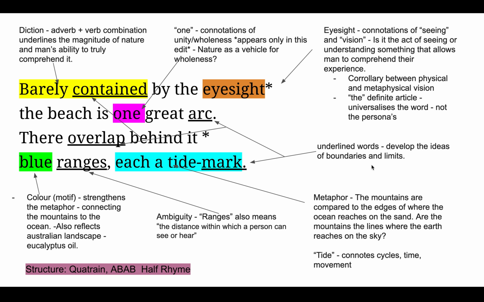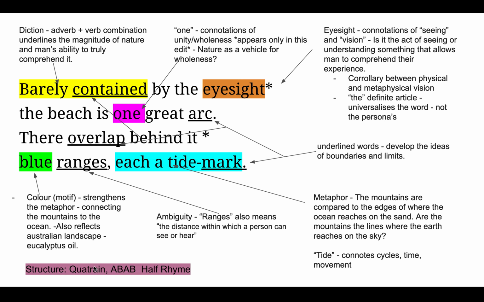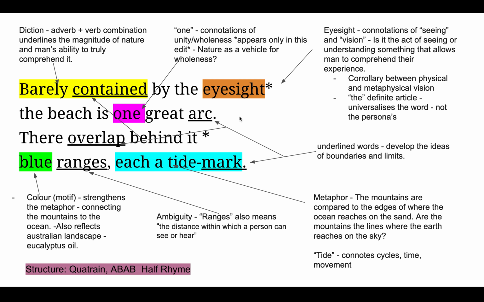Now, the first stanza, I'll just read it for you. Barely contained by the eyesight, the beach is one great arc, their overlap behind it, blue ranges, each a tide mark. Beautiful rhythm there, and as you can see, the structure, this is a quatrain. The poem is 4 quatrains, and it's A-B couplets, and it is a half rhyme. So eyesight and it don't quite rhyme, but arc and mark do. And so again, the whole poem is written in that half rhyme. As we know from Harbour Dusk, he considers it almost a loose structure.